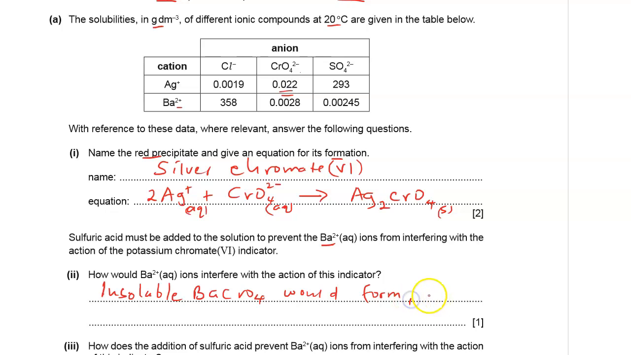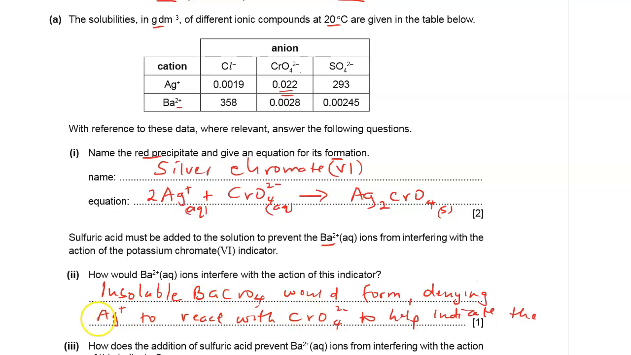denying the silver ions the chance to react with the chromate ions to help indicate the end point. Right there.